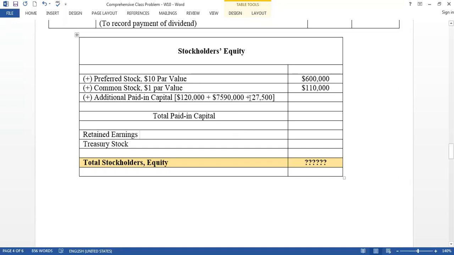So if you have debit like this, it should be minus. Clear? If you have debit. But in this question, we don't have any debit. So it is plus. So if we add all three together, this is 7,737,500.